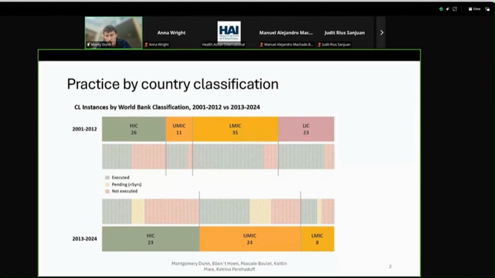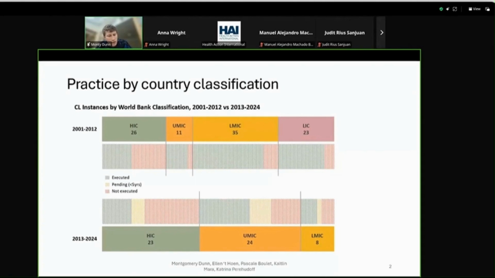The first is the change in the distribution of World Bank classification. The vast majority of compulsory license instances in the first 10 or so years of their use since the Doha Declaration were made up of instances occurring in low-income and lower middle-income countries, and they were mostly for HIV medications. We've seen a real change over the last 15 years or so away from those countries. And in fact, over the last 12 years, there have been 0 instances of compulsory licensing in the lowest income countries. The next part of the data that I want to talk about is the execution status.